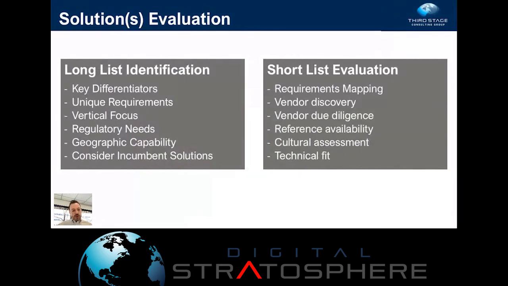And then it may be that you look at other options that might be higher cost, but they could be potentially higher value and deliver a higher ROI if you went to a different platform. Not always, but sometimes. So considering your incumbent is important. And then when you get to your short list evaluation, that's where you want to do the requirements mapping, the vendor discovery, due diligence with the vendors, talk to references, look at the cultural fit, the technical fit. Technical fit's another important one.